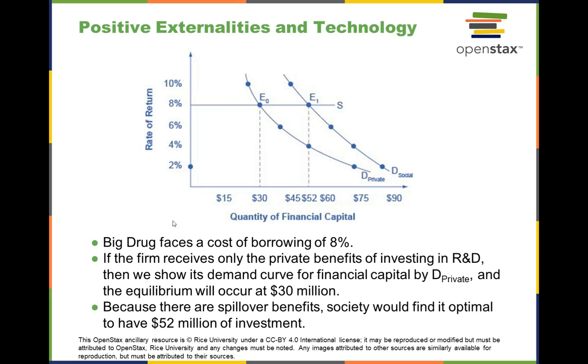I believe in this example, we're looking at a pharmaceutical company, and this is the rate of return. So how much are they making back on their investment? 2, 4, 6, 8, 10%. And here we can see the rate of return versus the quantity of financial capital. Here we can see when they invest very little, closer to $30 million, they can receive an 8% return. If they invest $52 million, they're going to receive a 4% return.